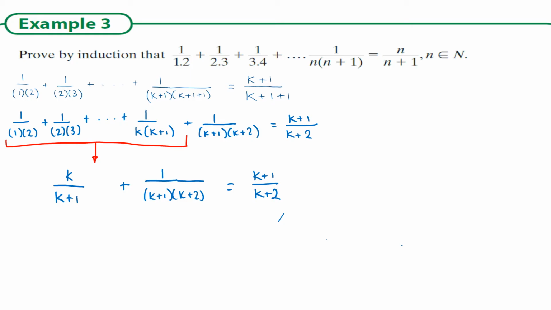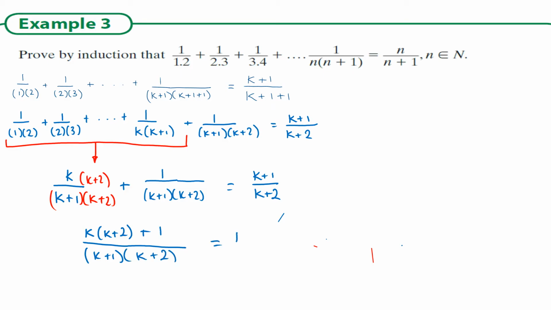So we want the lowest common denominator, so I'm going to multiply this fraction by k plus 2 on the bottom, but also k plus 2 on the top. And what we end up with is k bracket k plus 2 plus 1 all over k plus 1 times k plus 2. And we're trying to break it down to k plus 1 all over k plus 2. So notice that the bottom line on the left has an extra bracket.